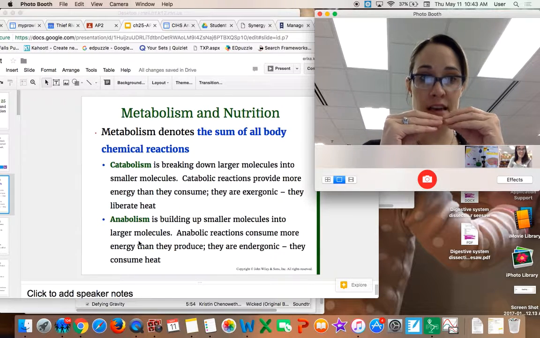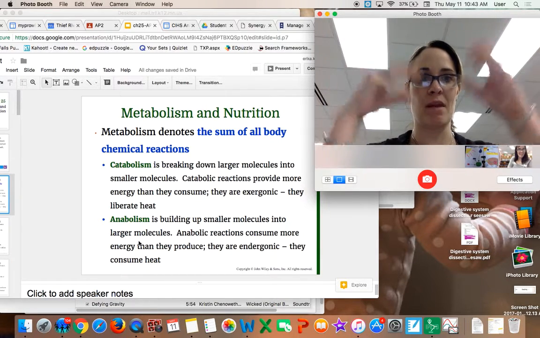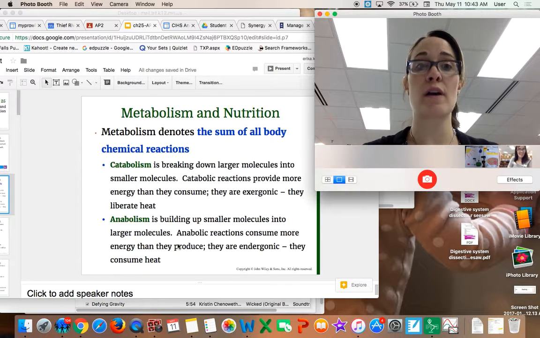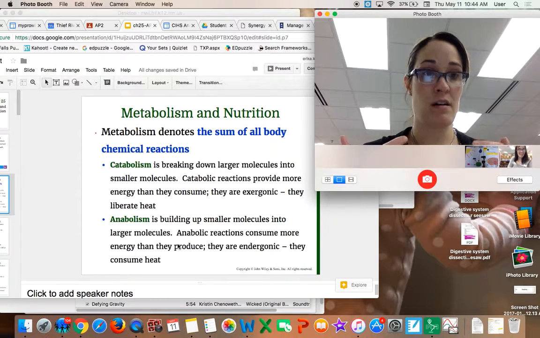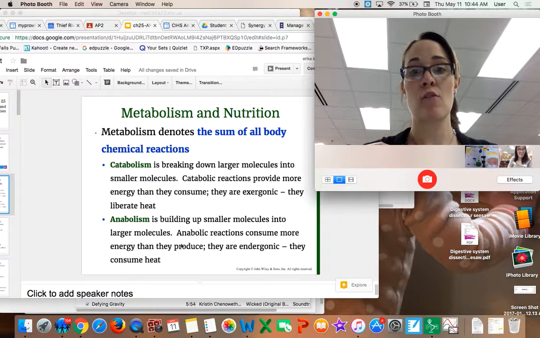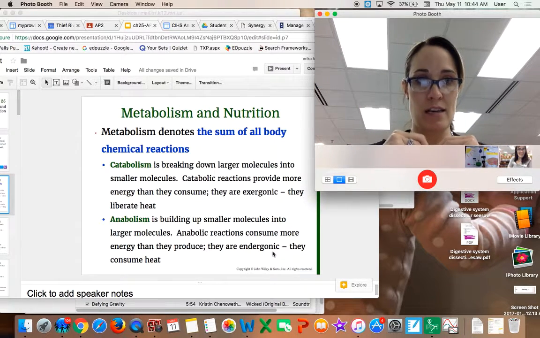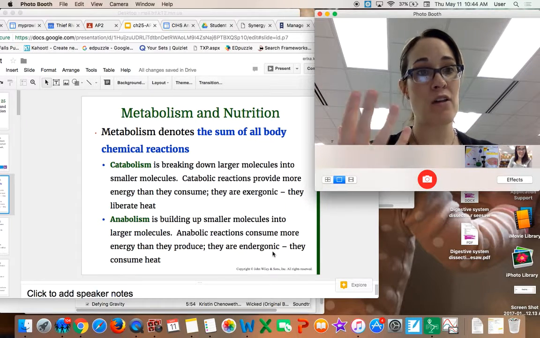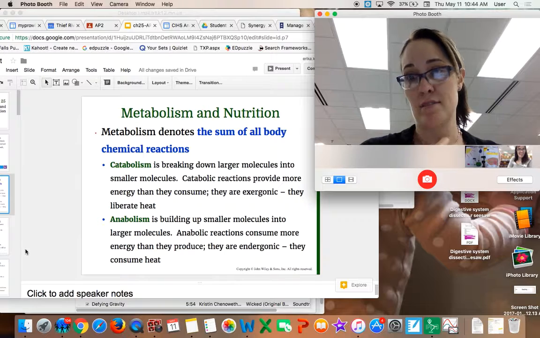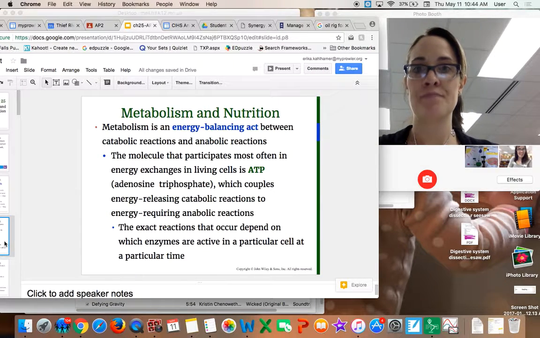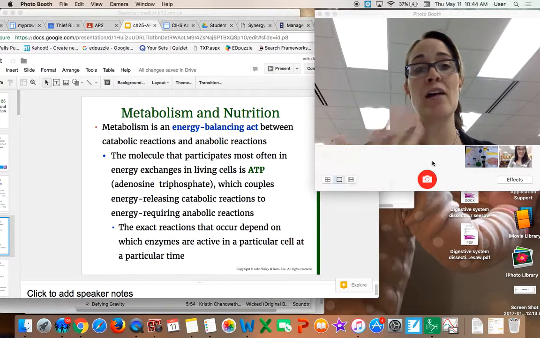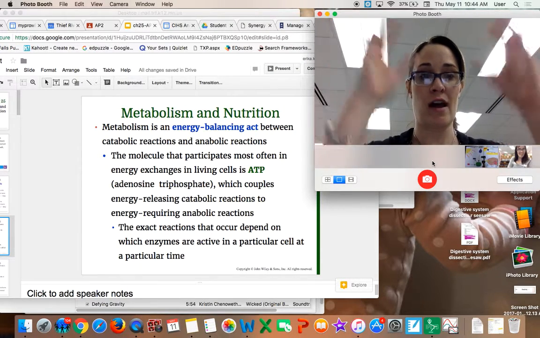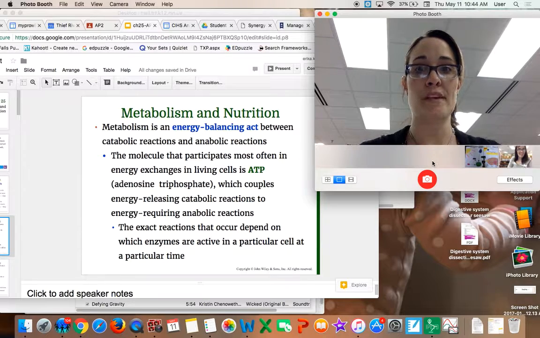Anabolism is taking small things and making something bigger. And that consumes more energy than it produces, so it's referred to as endergonic. It takes a lot of energy to make something. And they also consume heat. So they're opposites. You need to have a balance between the catabolic reactions and the anabolic reactions to maintain homeostasis.